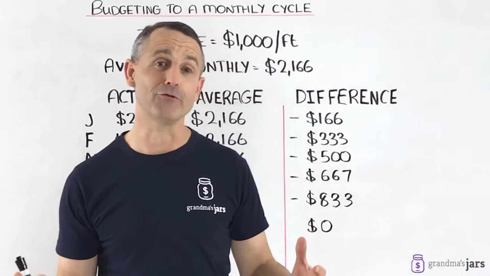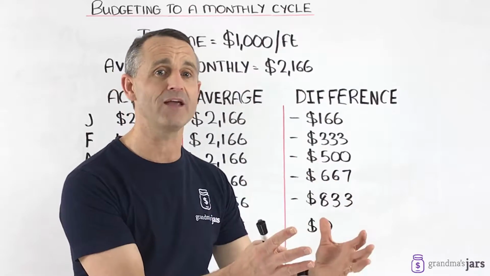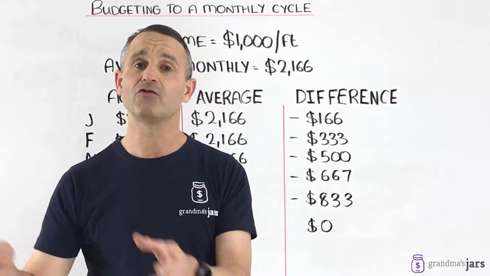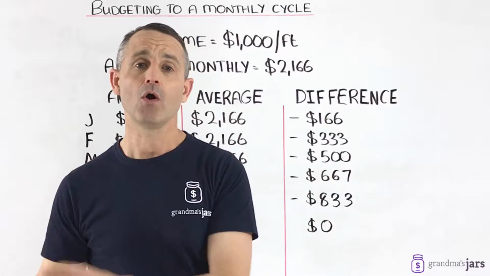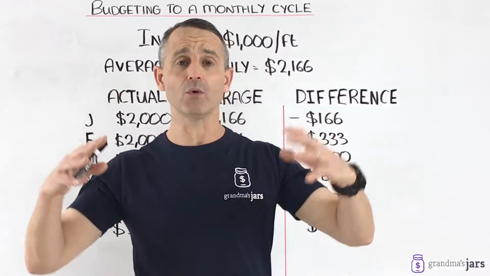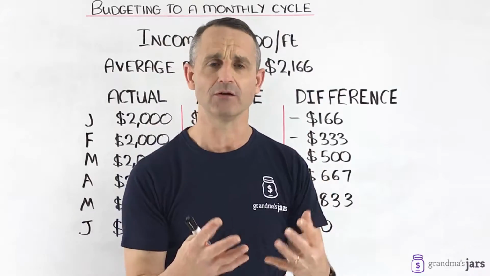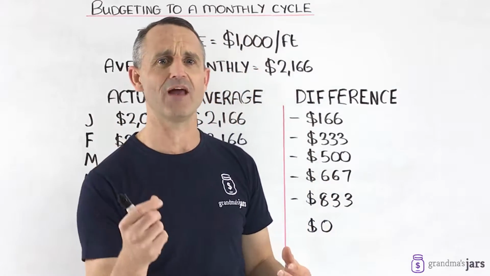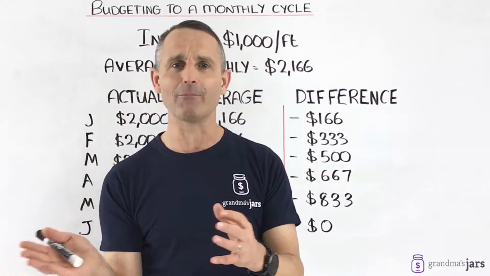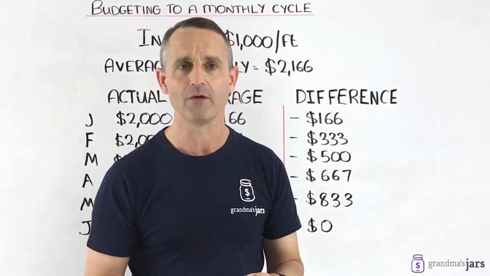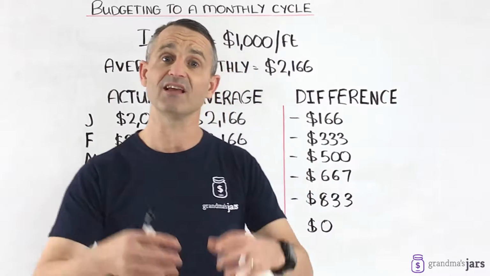Okay, so we've converted a weekly figure and a fortnightly figure to an average monthly figure. What I want to do now is look at how we put this all together in a budget, because there are some intricacies to these numbers that can really upset our budget unless we're aware of them. So the first thing we're going to look at is income.